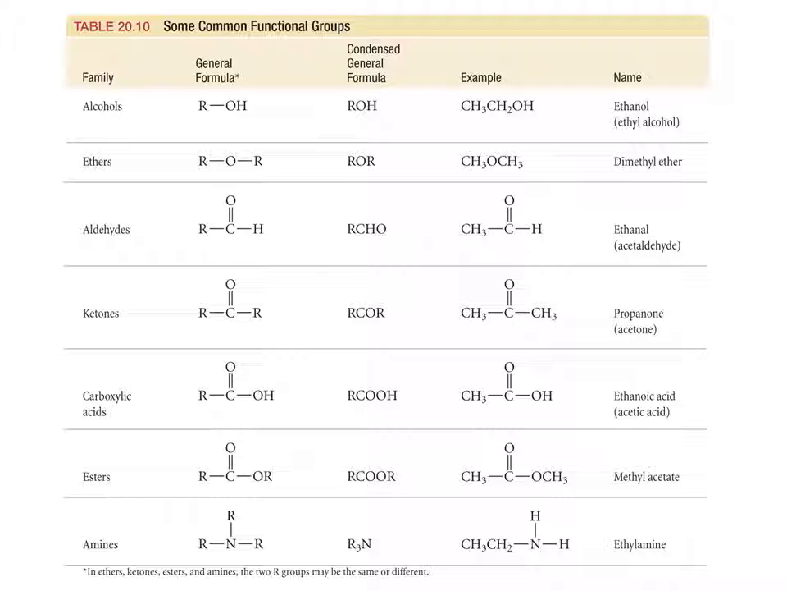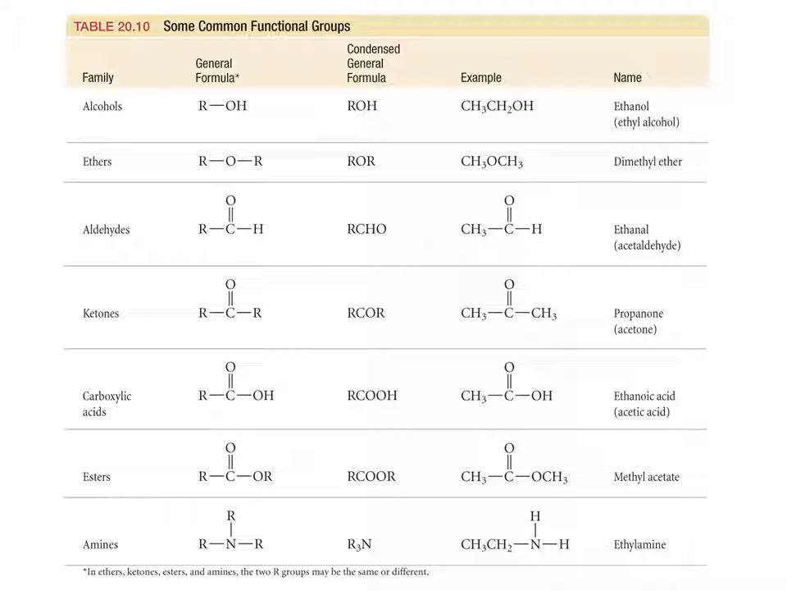So this R means an alkyl group. That means you have carbons and hydrogens. So if you have R groups on both sides, that means carbons, and you have only oxygen in the middle, that's the ether group. And here you can see the aldehyde group, which means it's a carbonyl group, that means C double bond O, a carbon and oxygen double bond. So here you can see RCHO.